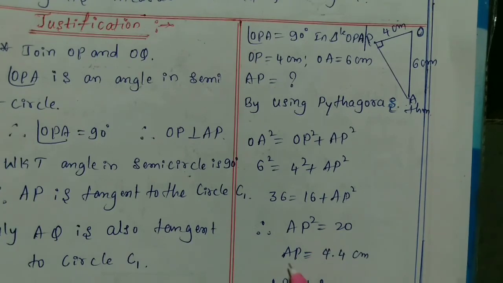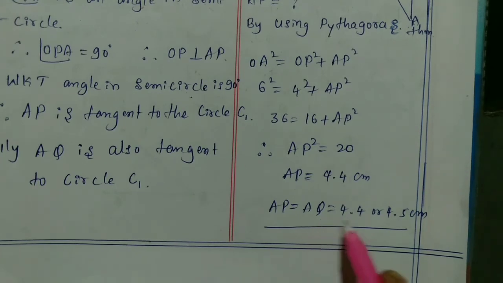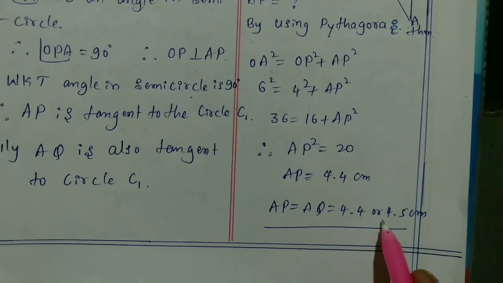AP is equal to square root of 20. Square root of 20 is about 4.4. So you can write here, therefore AP is equal to AQ is equal to 4.4, or you can write 4.5 centimeter.